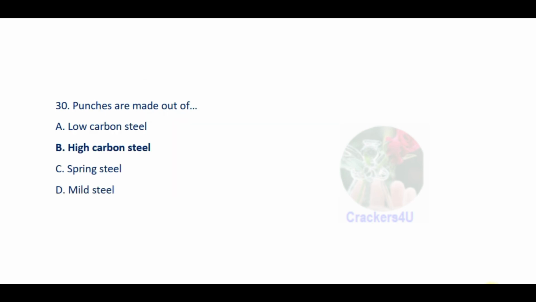Punches are made out of. Answer option B, high carbon steel. Punches are made out of high carbon steel.